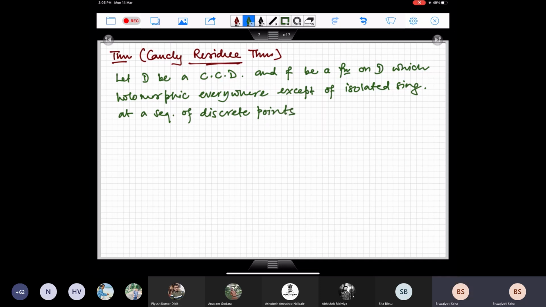Okay, so I have isolated singularities for some. I'm not saying that they need to be finite. I can have infinitely many singularities. They are going to be just isolated singularities, and of course my domain need not be bounded, for instance. So I can have infinitely many singular points, let's say.